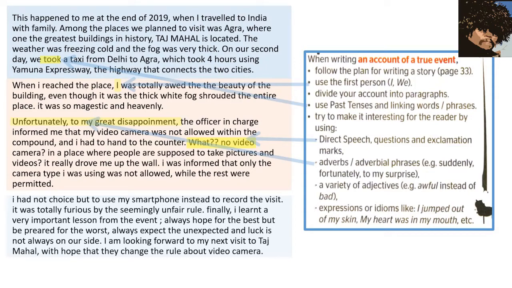Next, did I use a variety of adjectives? Yes, I used furious instead of mad or angry. And finally, did I use expressions or idioms like I jumped out of my skin, my heart was in my mouth, etc.? Yes, it really drove me up the wall.